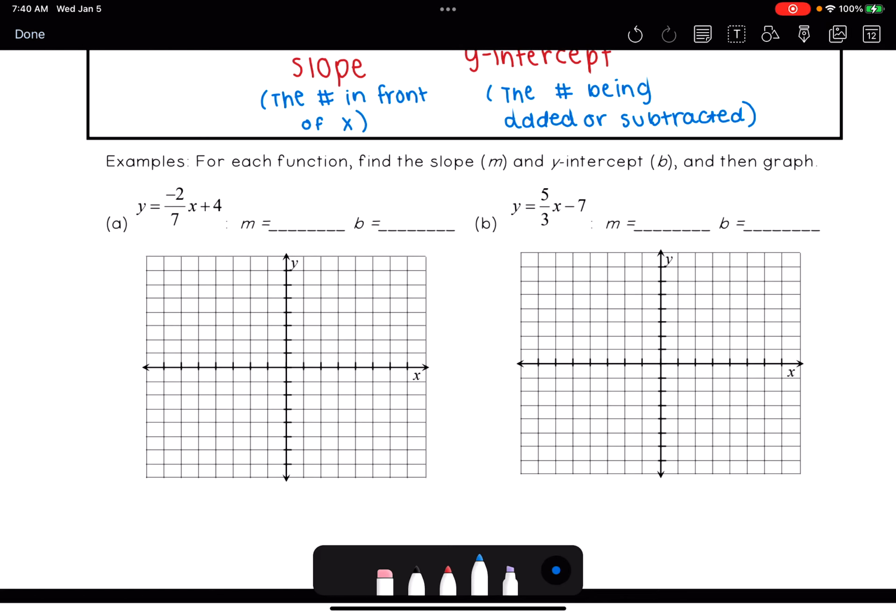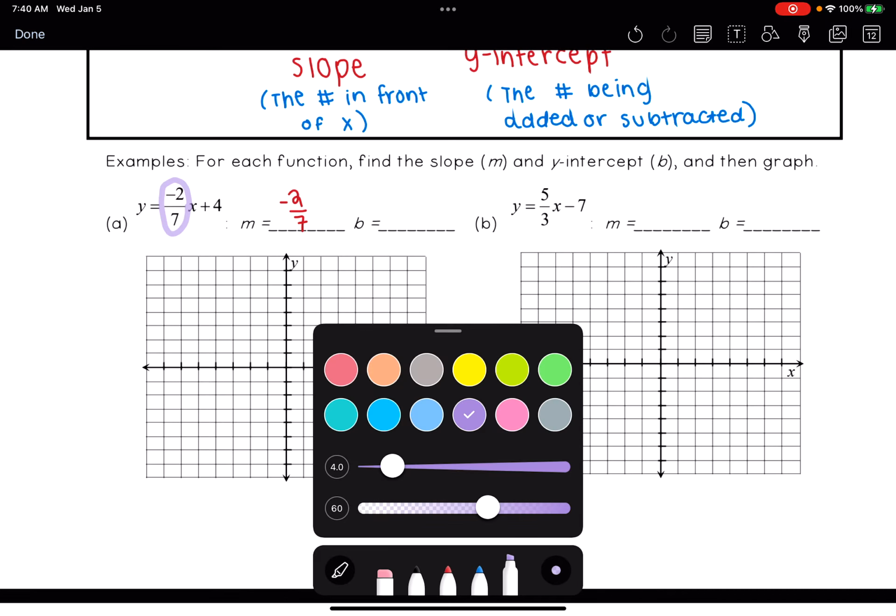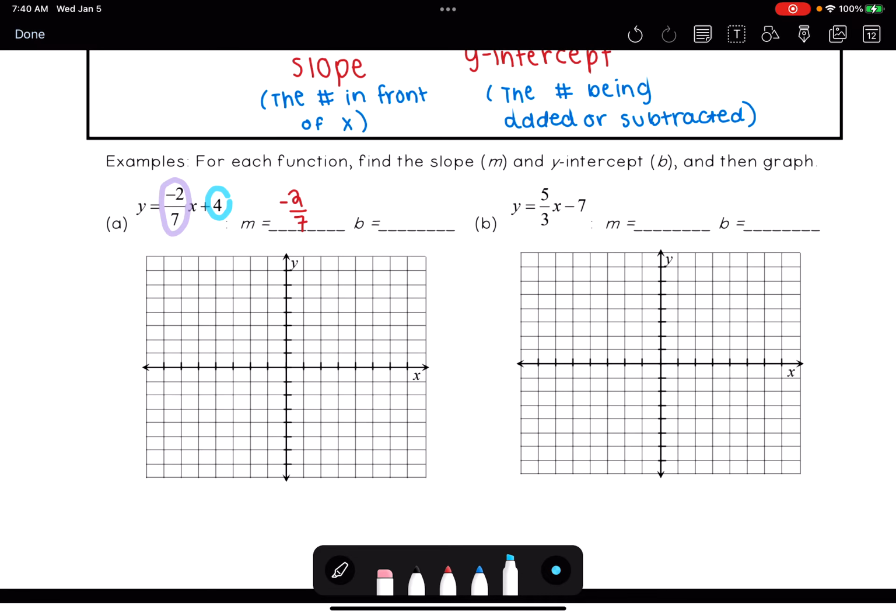So to find the y-intercept and the slope, first, the slope is the number that's in front of the x. So our slope is -2/7. And our y-intercept is the number that's being added or subtracted, which in this case is +4. To start graphing, you're going to find your y-intercept. So if your y-intercept is 4, that means it crosses 4 on the y-axis.